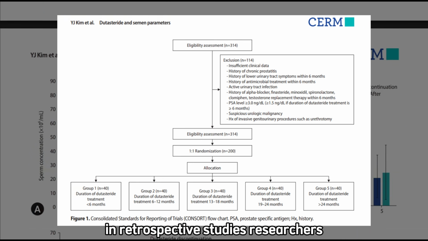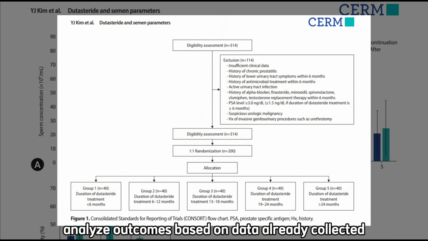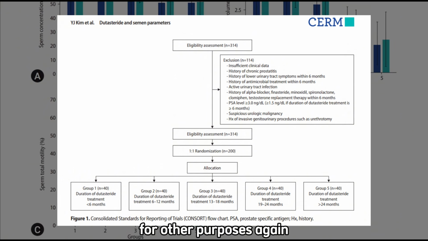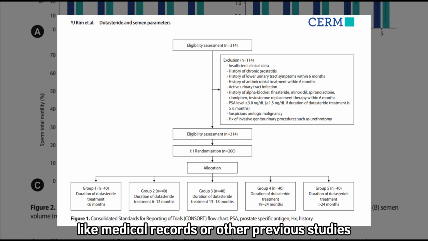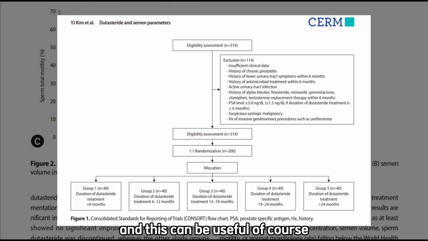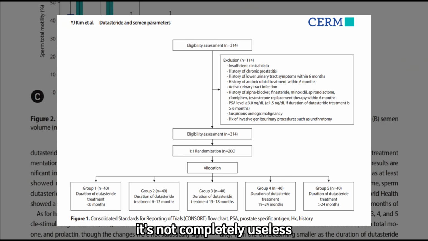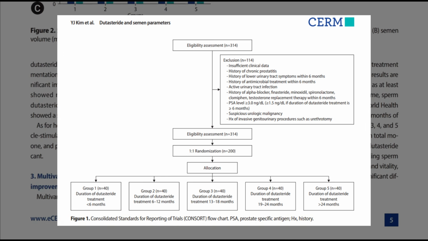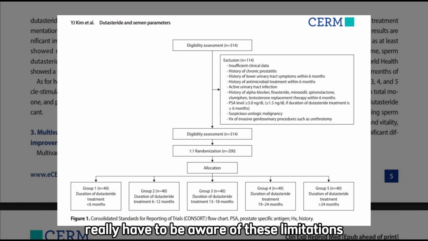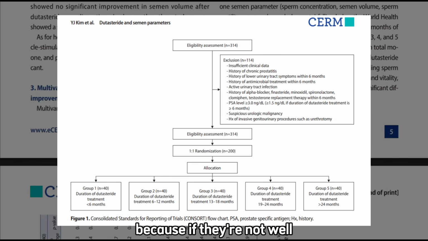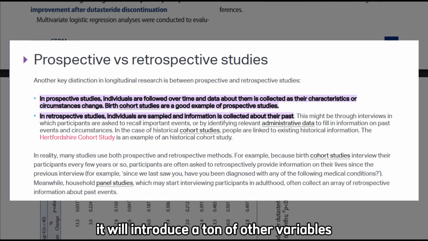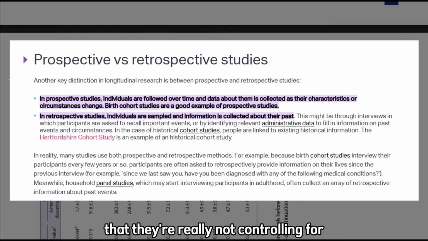In retrospective studies, researchers analyze outcomes based on data already collected for other purposes, again, like medical records or other previous studies. And this can be useful, of course. It's not completely useless, right? But it will have some limitations. And researchers really have to be aware of these limitations, because if they're not, well, it will introduce a ton of other variables that they're really not controlling for.